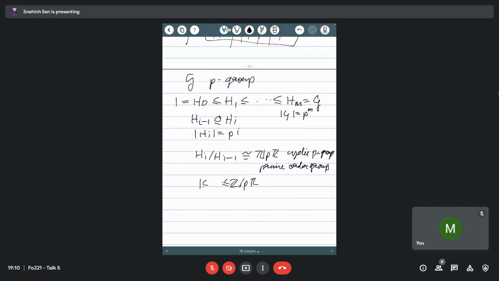In fact, you can show that if these are the only two subgroups of a group, then it is a prime order group. That's not hard to see. I'll leave it as an exercise. If G has only two subgroups, 1 and G, then the order of G is a prime. Of course, the thing is, for infinite, is it? Yeah, even infinite, I guess it's true.